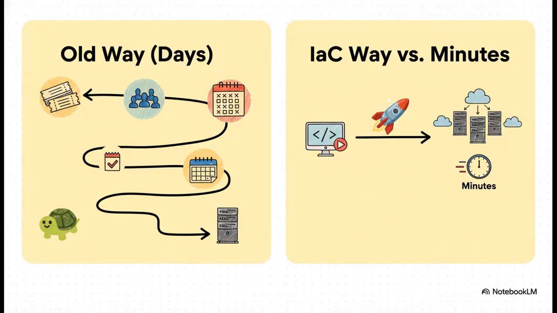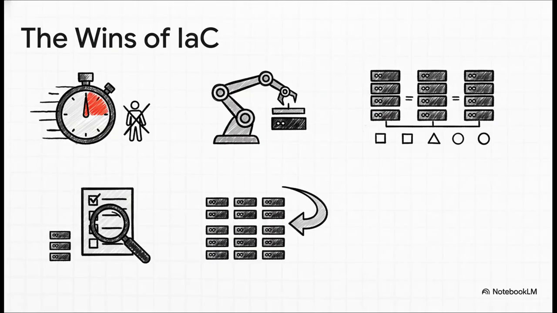The old way, you make a request, it goes into a ticket queue, someone has to manually build it, then manually configure it. It could take days, sometimes weeks, and you still weren't sure it was right. Now look at the IaC way. Step 1, run code. Step 2, your environment is ready. That's it. We're talking about going from days of waiting to just a few minutes. It's a massive difference.